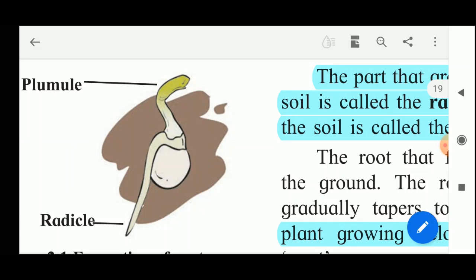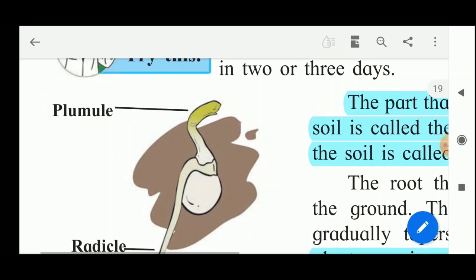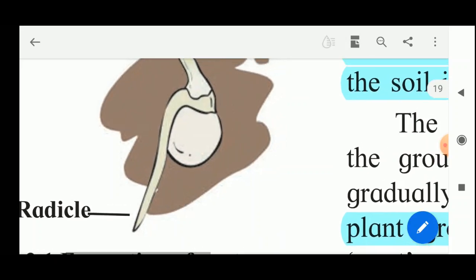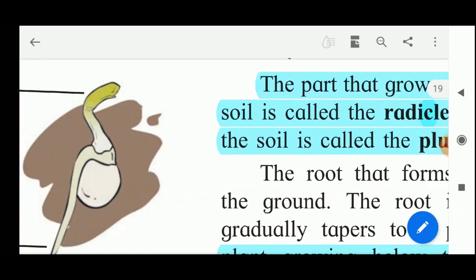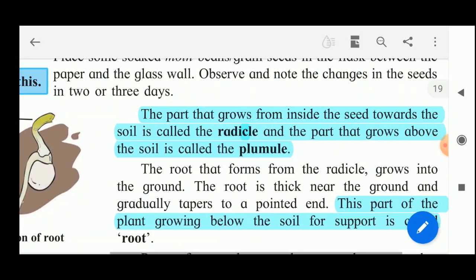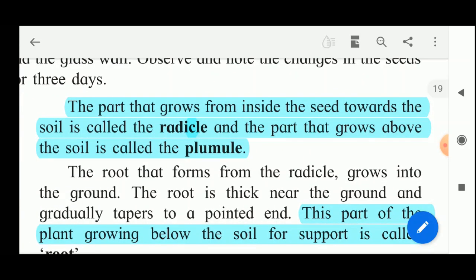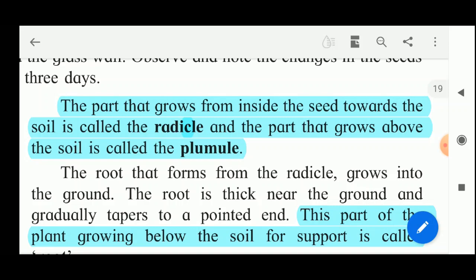moistened tissue paper, and after 2-3 days you will see that this part which grows from the seed is called the plumule, and the other part which is growing in the downward direction from the seed is called the radicle. So we see that the part that grows from inside the seed towards the soil is called the radicle, and the part that grows above the soil is called the plumule.